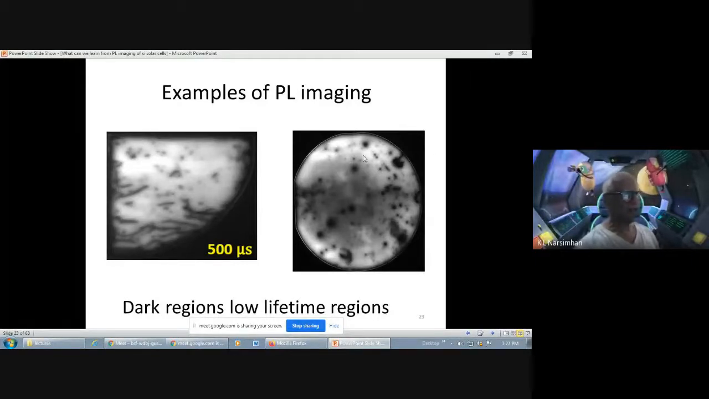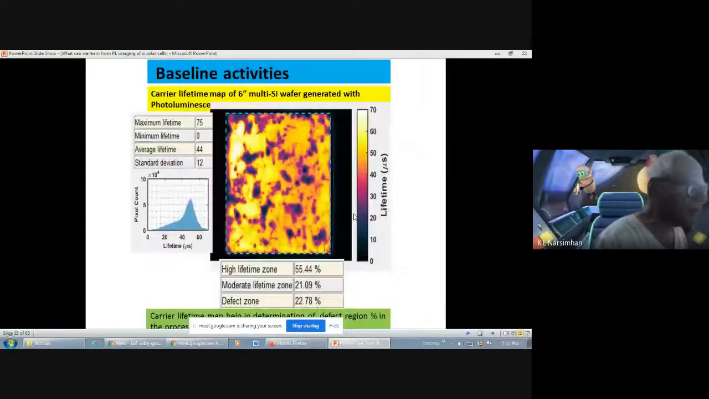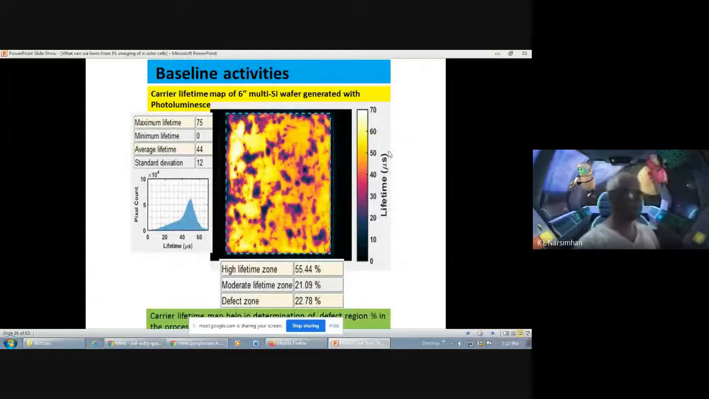Here is another case of a sample like this. Bright regions have high lifetime, and the dark regions have low lifetime. Okay, but to make our life easy, we will make a color map so that we can distinguish between different shades of dark and bright. And this is one such example.